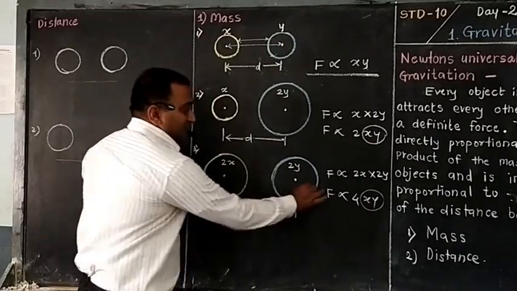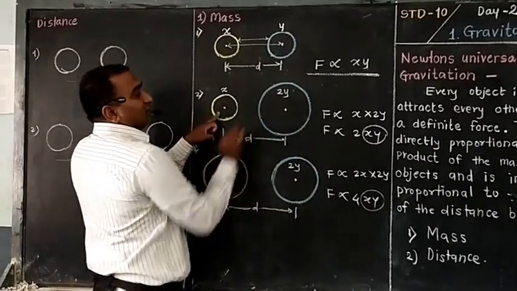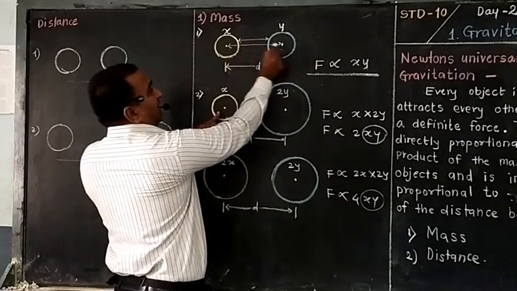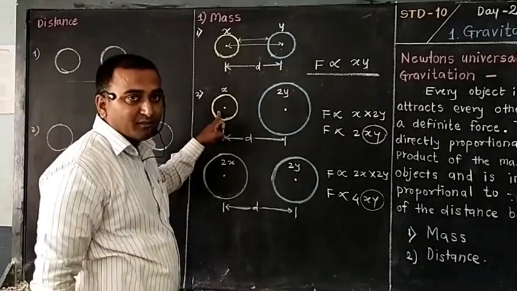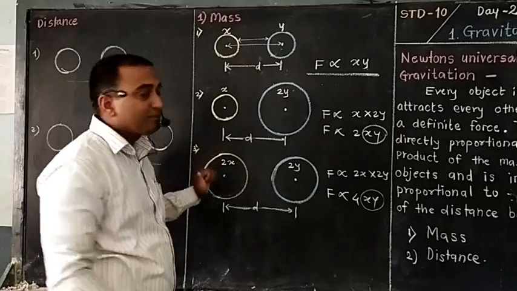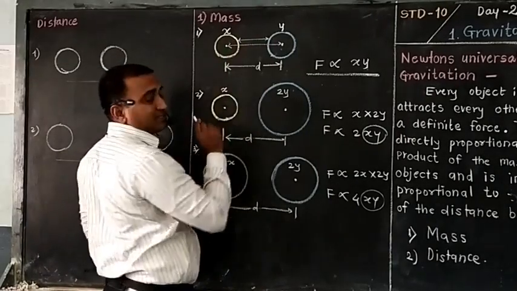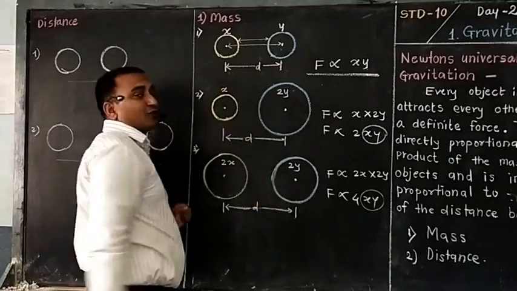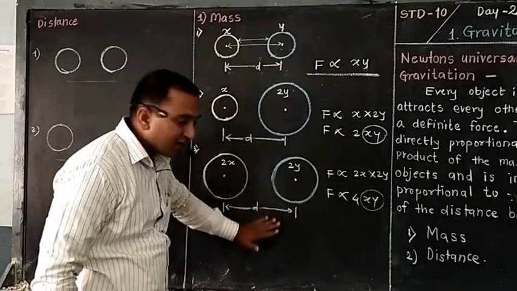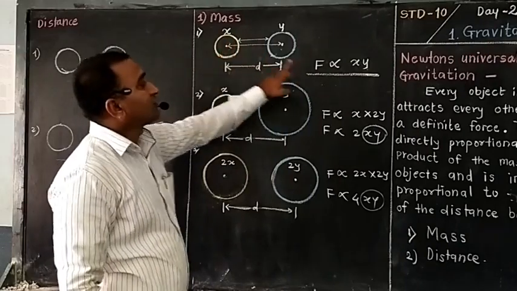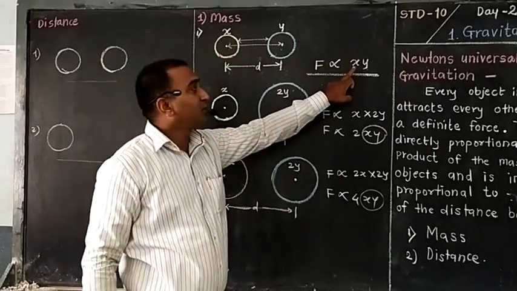So it is an exceptional case, only concentrate on that one. If two objects are near to each other, having some distance between them, then the force is directly proportional to the product of these masses and inversely proportional to distance. In this part, we are not focusing on distance, only on the mass. So force is directly proportional to xy.